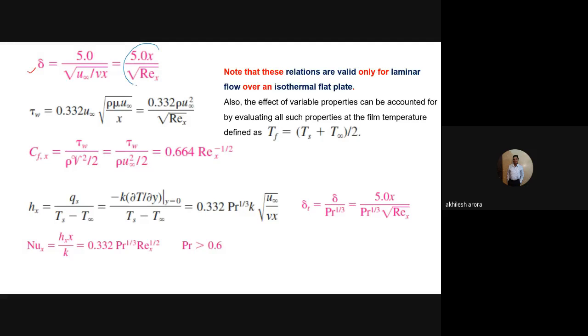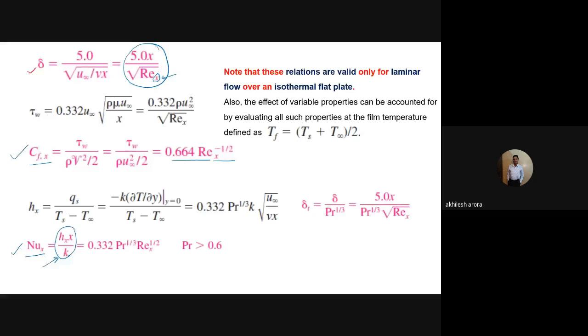5x divided by the square root of the Reynolds number, the local Reynolds number. So when we say x, it is the local Reynolds number. We calculated the value of the local shear stress, which is given as 0.664 local Reynolds number raised to the power minus 1 by 2. Similarly, when we calculate the Nusselt number, this is the local Nusselt number, which is given by h_x into x divided by k.